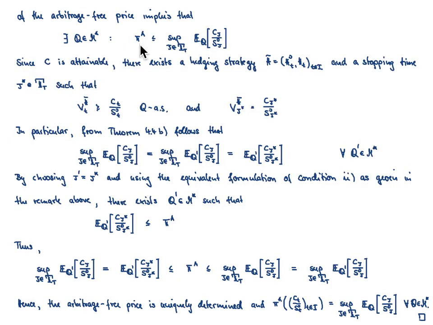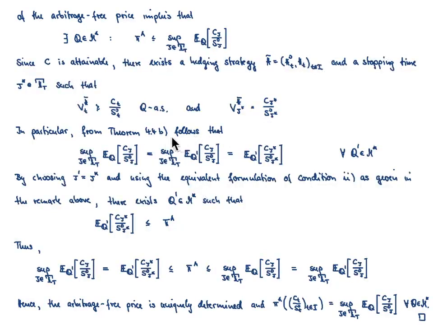So what do we know about that American contingent claim? Well, since it's attainable, we know that there exists a hedging strategy, denoted here by H-bar, as well as a stopping time, τ*, taken from the set of all admissible stopping times, such that the following two things hold true. First of all, the discounted value process dominates the discounted American contingent claim P-almost surely, and since P is equivalent to Q, here also Q-almost surely. And moreover, at that particular time point τ*, equality should hold true, and here as well Q-almost surely.